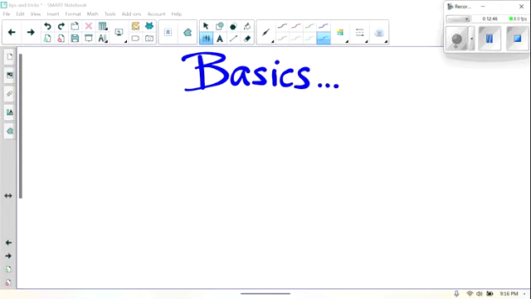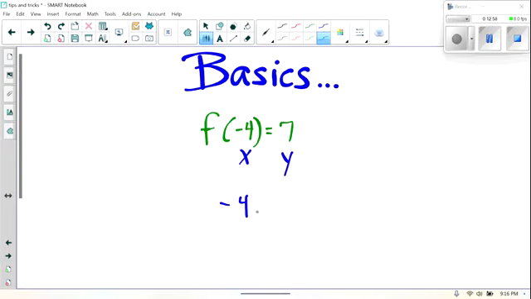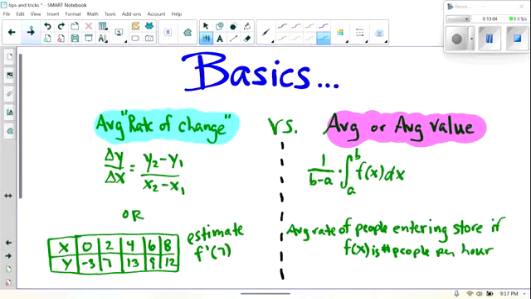Here are some basics that I kind of want to wrap this whole thing up with. First of all, for the love of God, if they give you any information like this, they're really giving you a coordinate, -4, 7, okay? Just run with it.